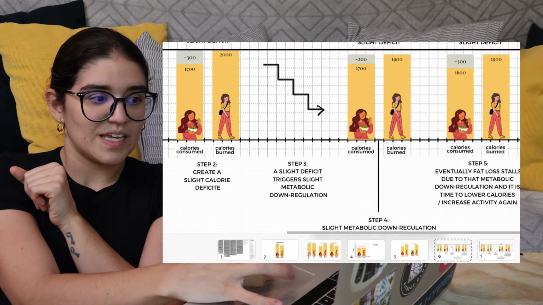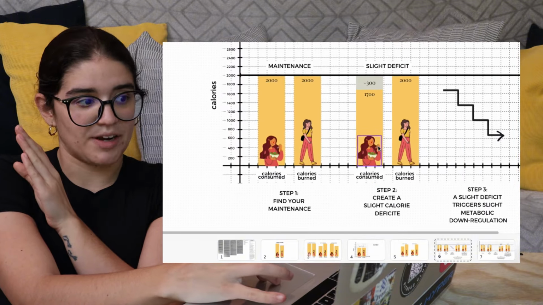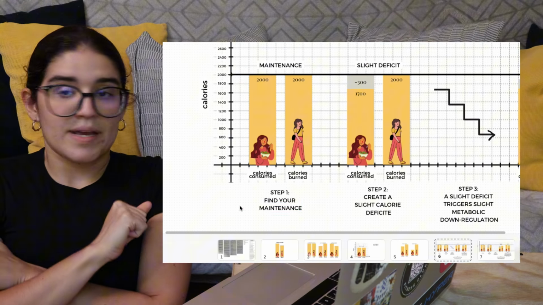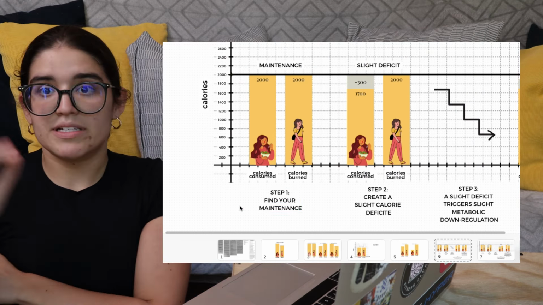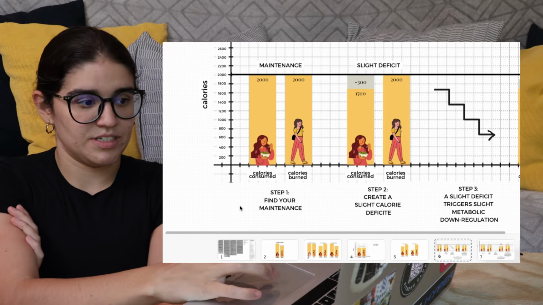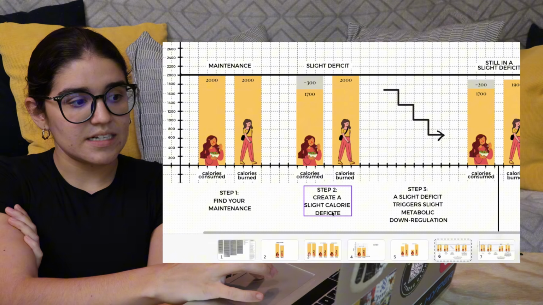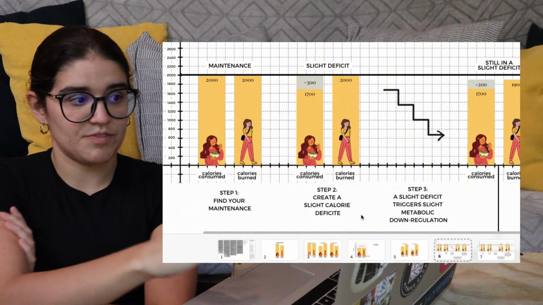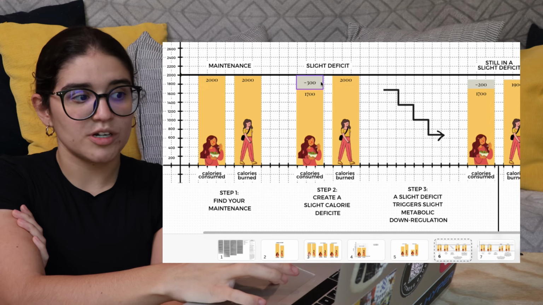So it looks a lot similar to our first diagram, right? We're starting out at maintenance. Our maintenance is at a good place to start out. Our metabolism is at a good place to start out. We're eating 2,000 calories a day and burning 2,000 calories a day. We decide that it's time for us to lose a little weight. So instead of doing a steep caloric deficit, we create a smaller caloric deficit.